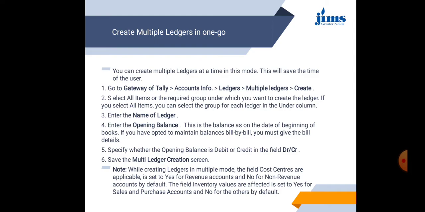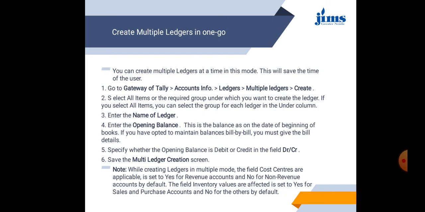So go to Gateway of Tally, Accounts Info, Ledgers, Multiple Ledgers, Create option, select all the items or the required groups under which you want to create the ledger, and if you select all the items, you can select the group for each ledger in the Under column. Then enter the name of the ledger, enter the opening balance.